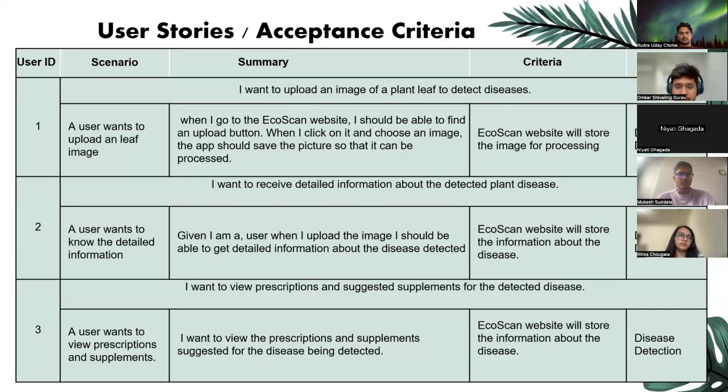We also have another case scenario where the user wants to know the detailed information about the plant disease. Given that the user uploads the image, he should be able to get the detailed information about the detected disease, and our website should be able to store the information and pass it to the user. This also comes under the disease detection feature.